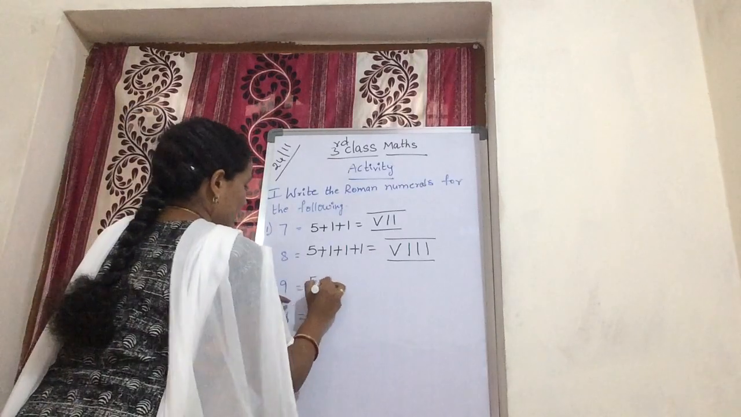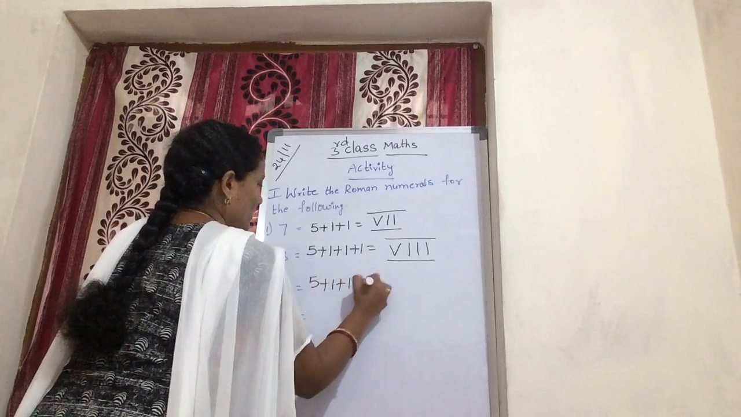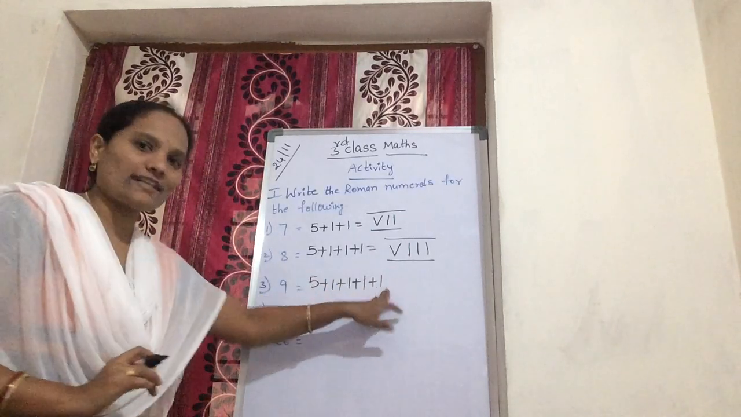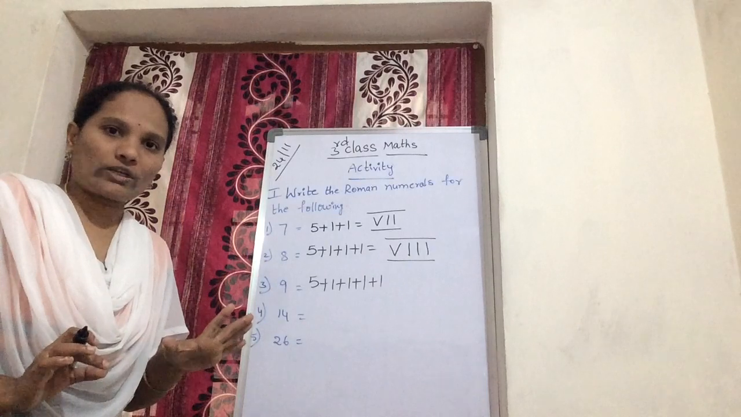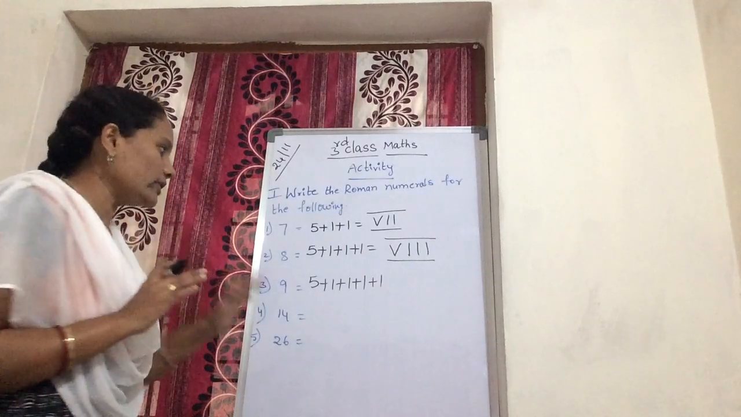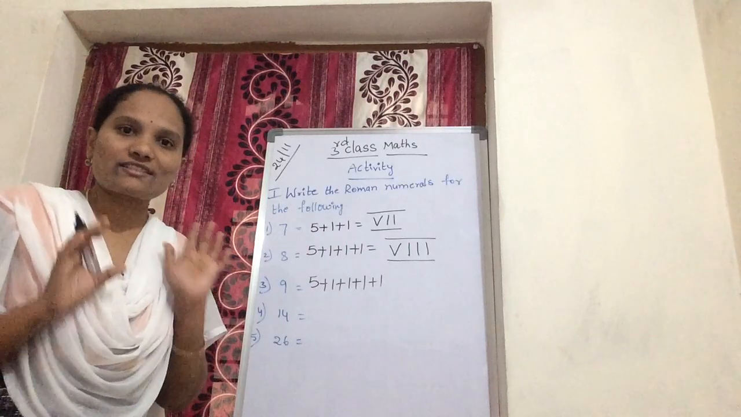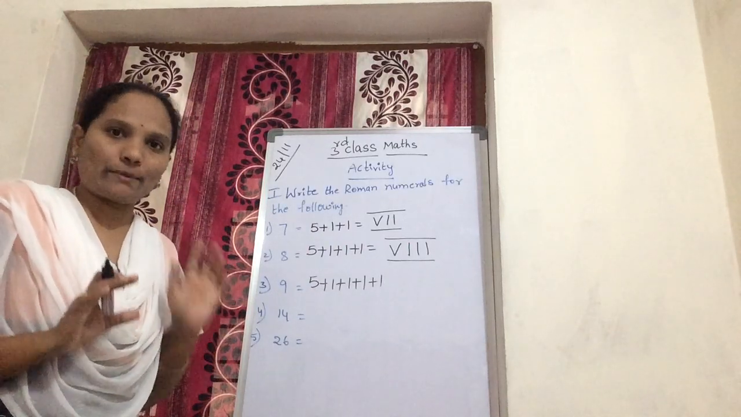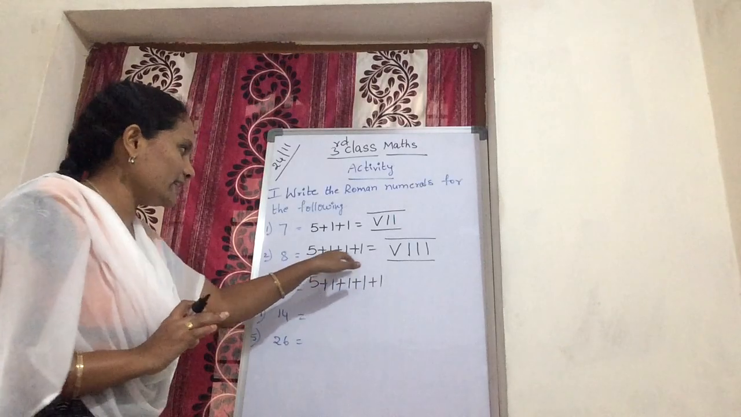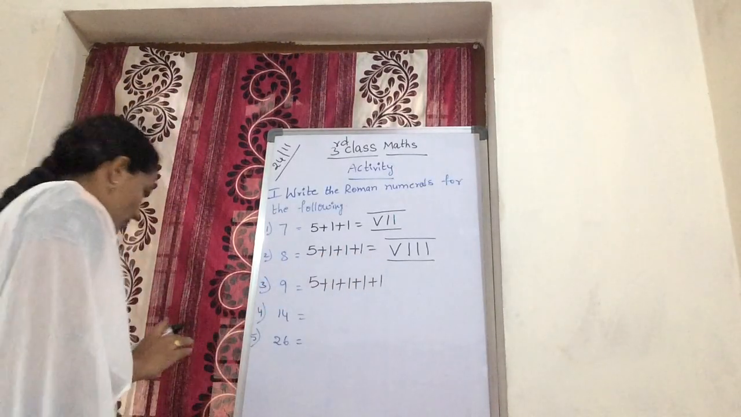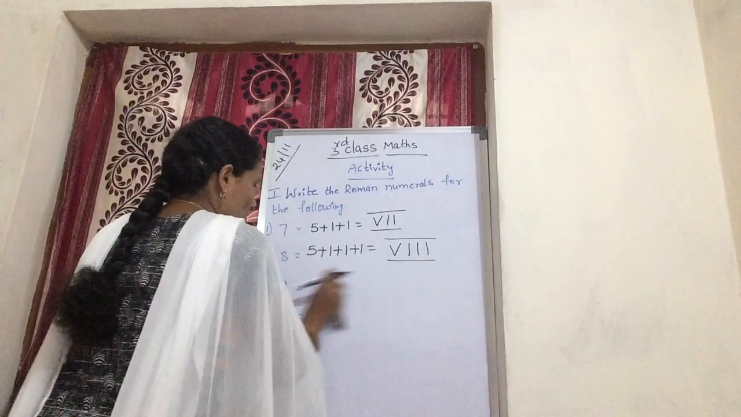Next, coming to 9. Now 5 plus 1 plus 1 plus 1 plus 1. Here repeating 1 is how many times, Amma? 4 times. It's not correct. Only repeat up to 3 times. More than 3 times is not repeating. Keep this in your mind. Only repeat 3 times. Don't repeat 4 times. So this is the wrong statement.